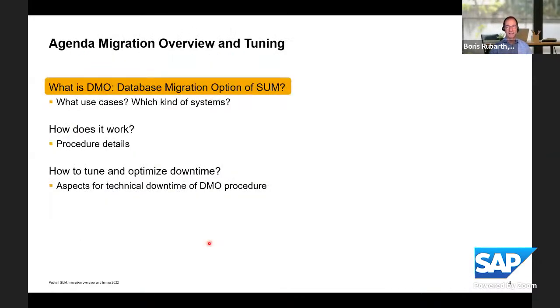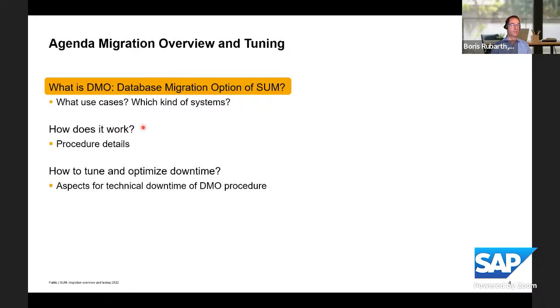With this, let us come to the agenda of today's session. Three sections. We start with the question what the migration option of the Software Update Manager is, for which kind of systems we use this. We will then focus on the question, how does it work? How do I start this option? And then the question on tuning and optimizing the downtime.